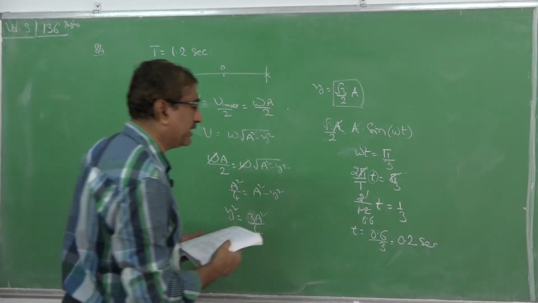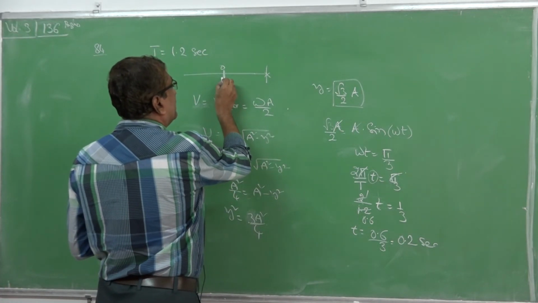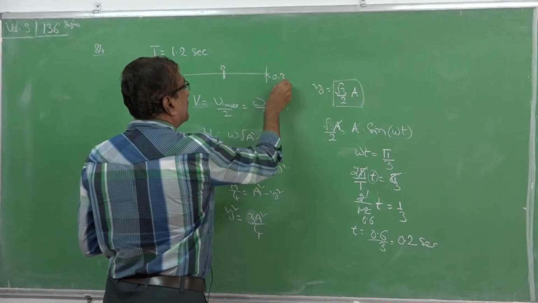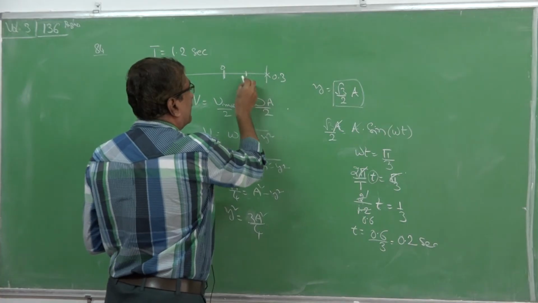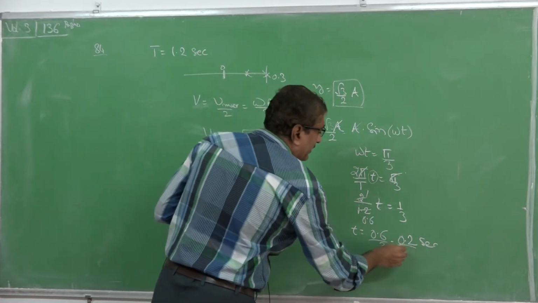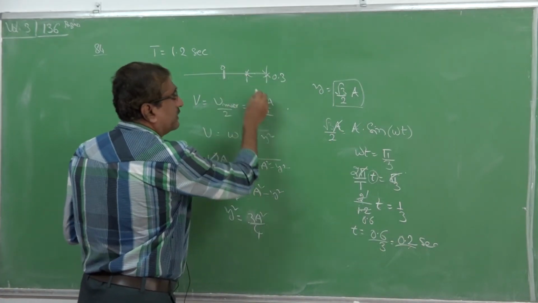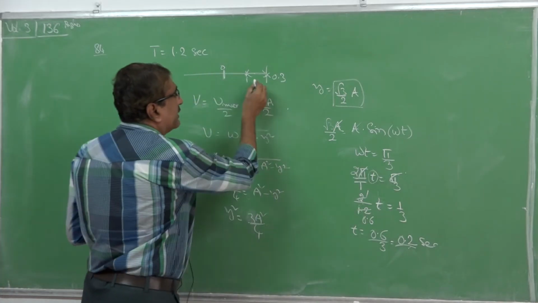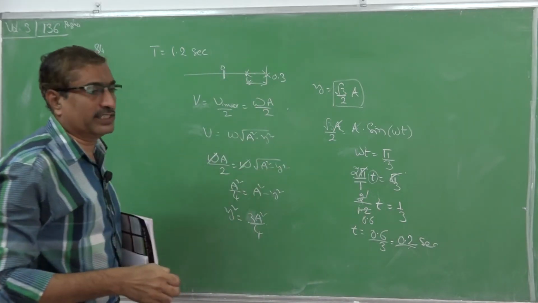Okay, sorry, one minute. Actually if it starts from mean position, it takes 0.2 seconds to reach this position. Now it is starting from extreme position. That means this quarter time period is 0.3 second. From this position to this position, it takes 0.2 seconds. That means from this position to this position, it takes 0.1. Okay, answer is 0.1.